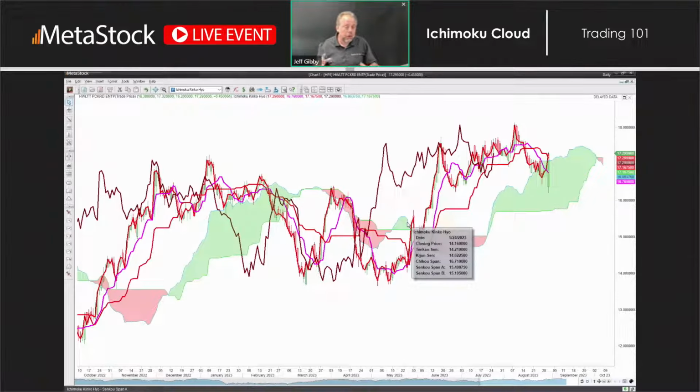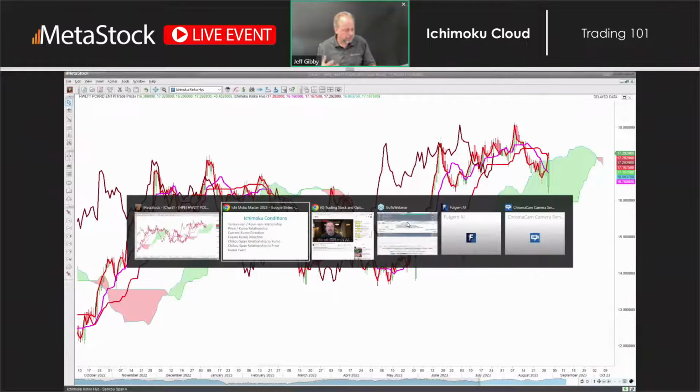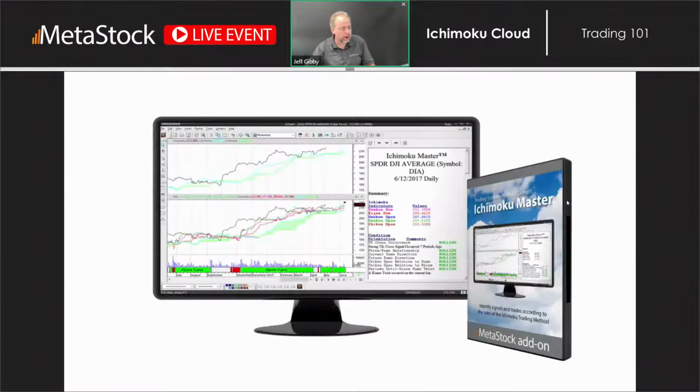What I'm going to show you from this point forward is an add-on. Let's talk a little bit about what it is. This was written by Robert Dedman, a good friend of mine. It's called the Ichimoku Master, and it's awesome. Basically, it keeps track of everything I've talked to you about and helps you understand what Ichimoku is doing on the chart.